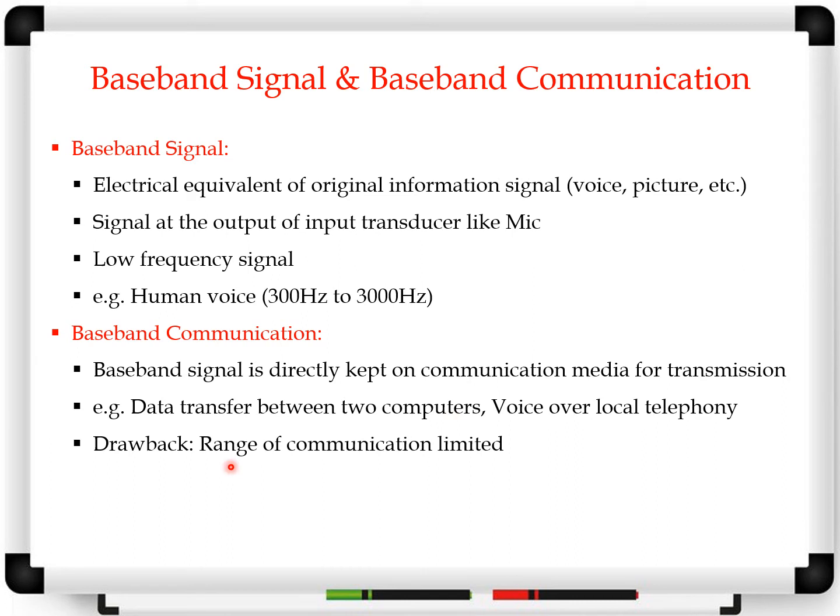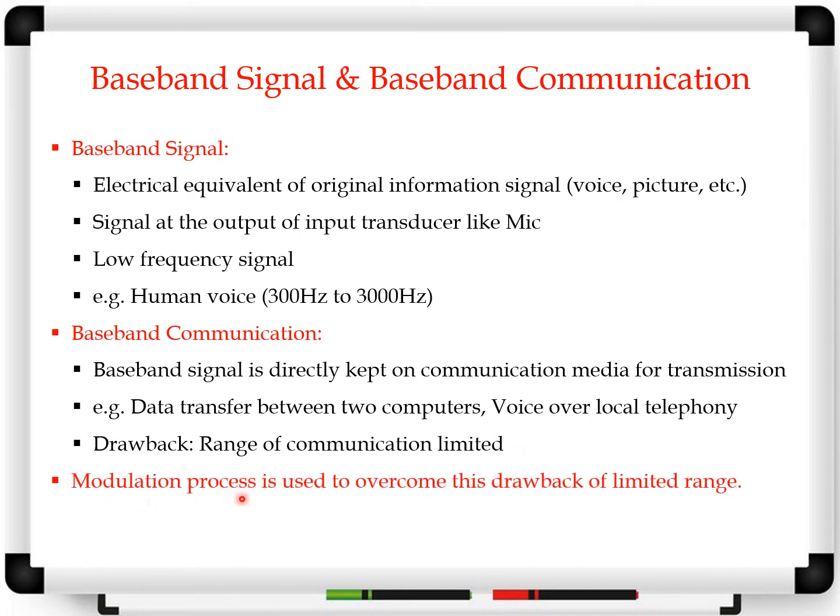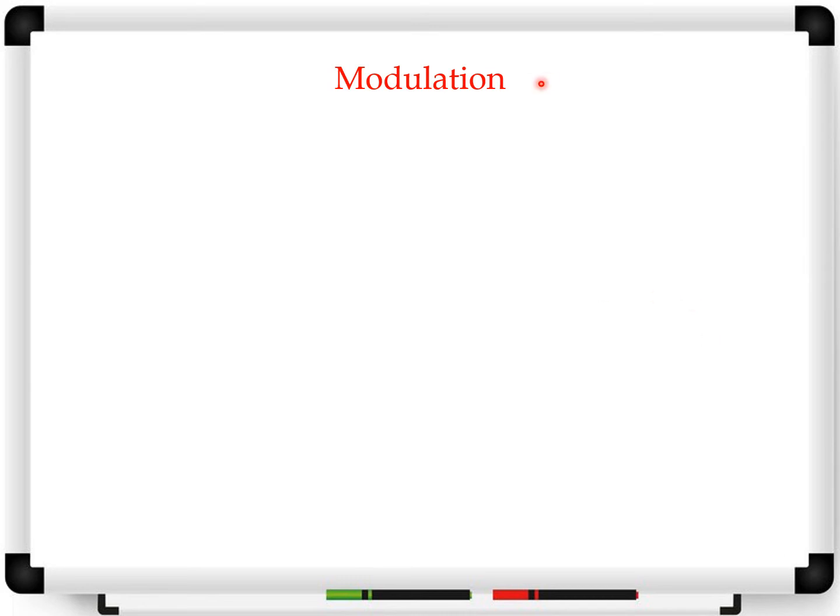But the drawback of baseband communication is that the range of communication is limited. The signal can be transmitted up to a certain limit only. That is, the range of communication is limited. To overcome this drawback, we are using the modulation process. So the modulation process is used to overcome this drawback of limited range of baseband communication. Now let us see the modulation.